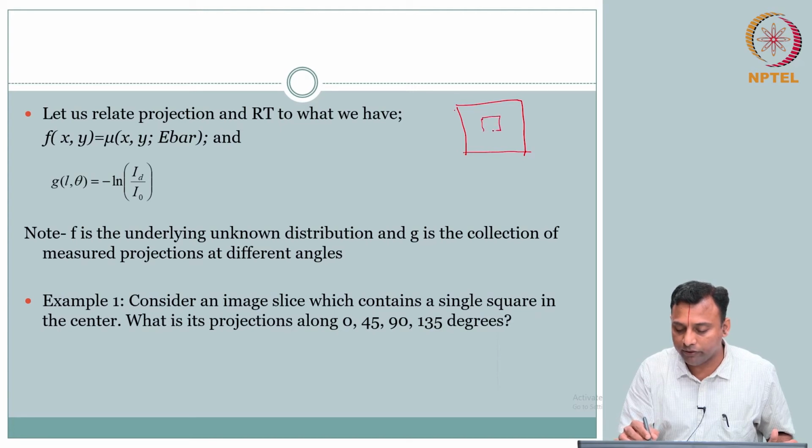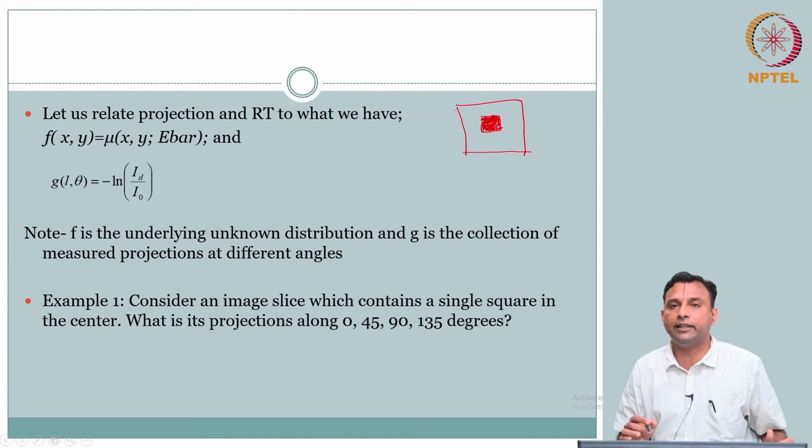So all I am saying is, consider an image slice which contains a single square at the center, right? I am trying to make that colored so that you can see that there is a target inside the field of view.